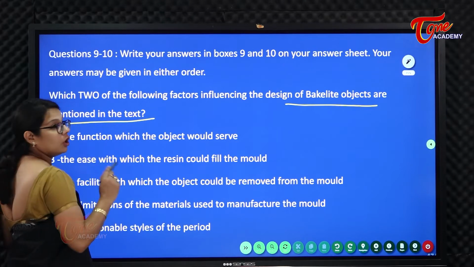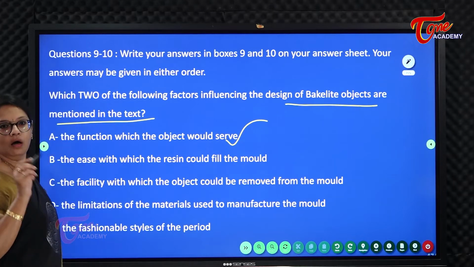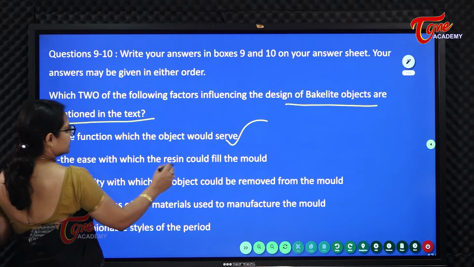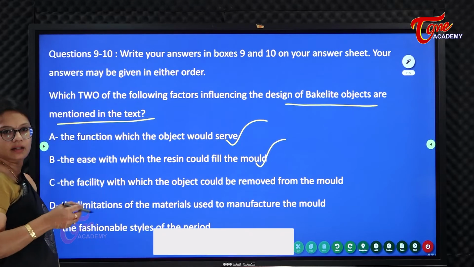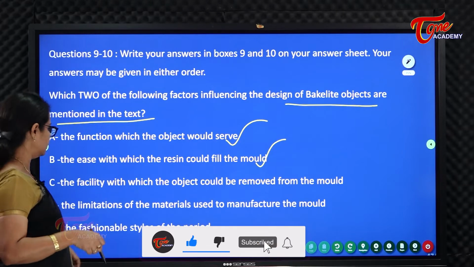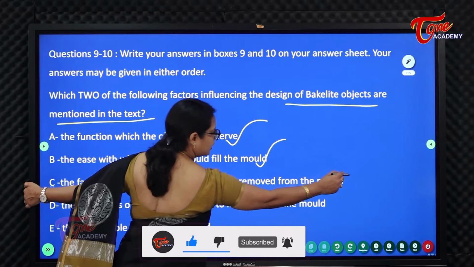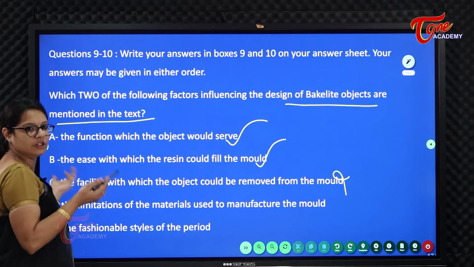The function which the object would serve, yes, it is going to serve as an alternate for wood, ivory, tortoiseshell. Okay. The ease with which resin could fill in the mold, yes, molding is mentioned there, the ease with which it is put in the mold once it cools down and then it is ground into powder. Okay. The facility with which the object could be removed from mold is not mentioned, it's not there. We don't know, information is not given.